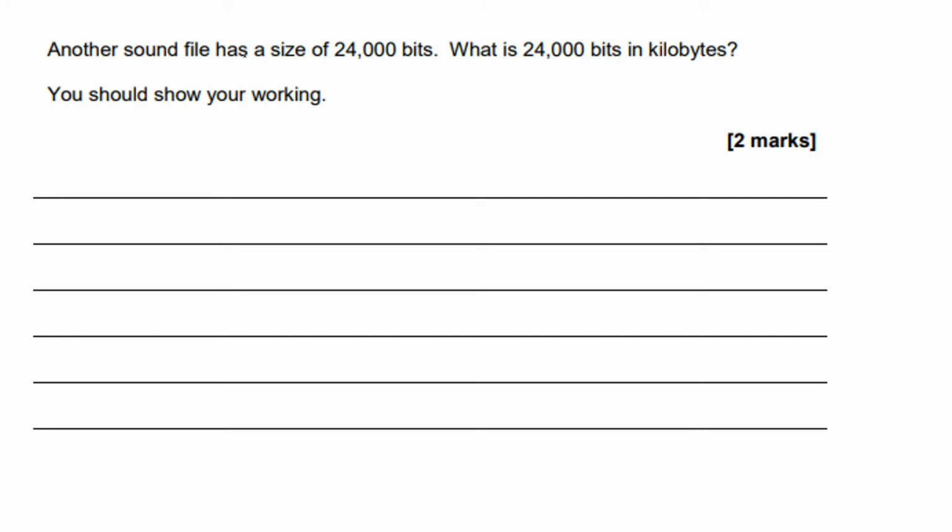Now we've got another sound file, which has a size of 24,000 bits. What is 24,000 bits in kilobytes? You should show your working. So again, we can use our acronym. So 8 basketball kicks make gaming tough. So we know that we've got 8 bits in a byte, and then you should remember that number 1,000 as well, so it's going up like this.